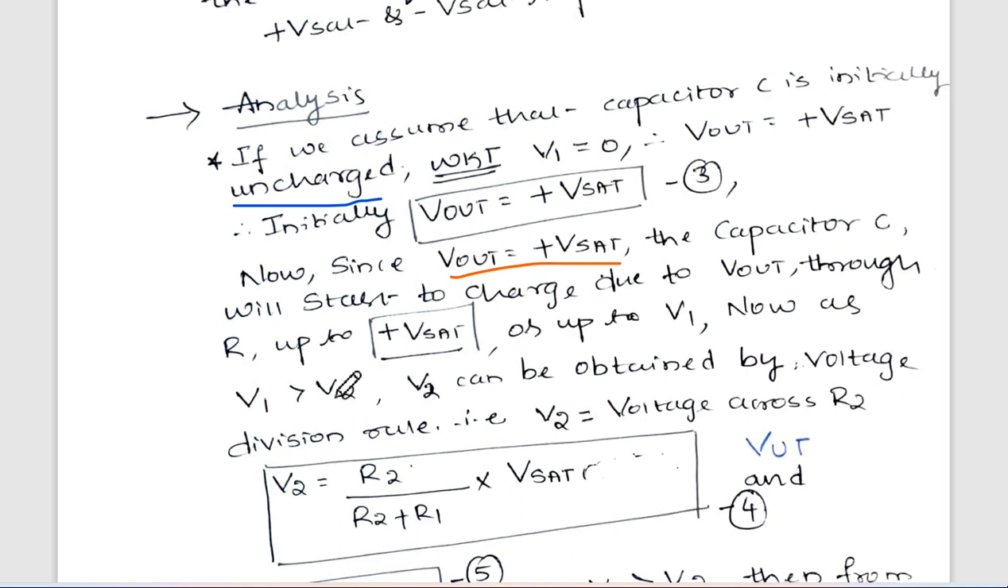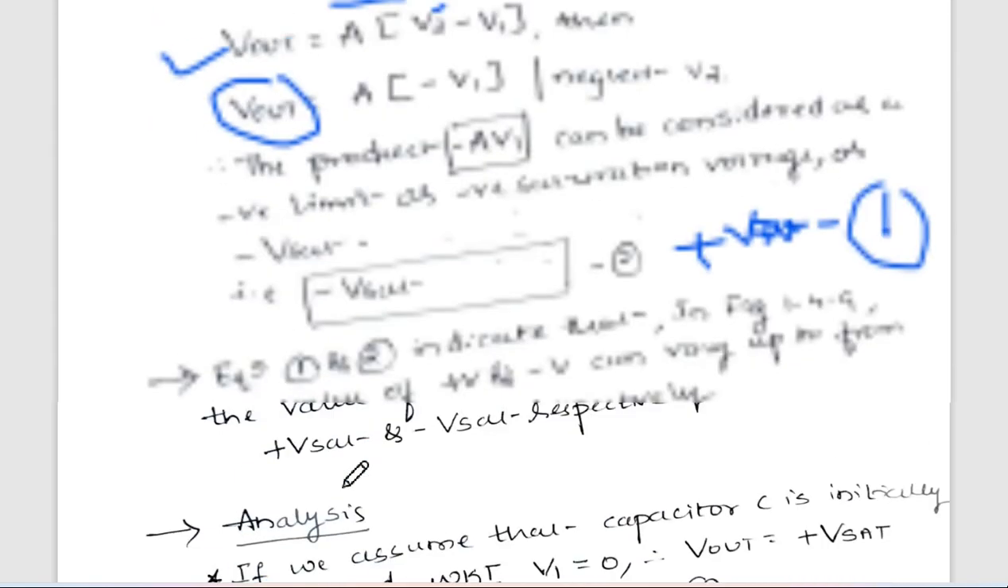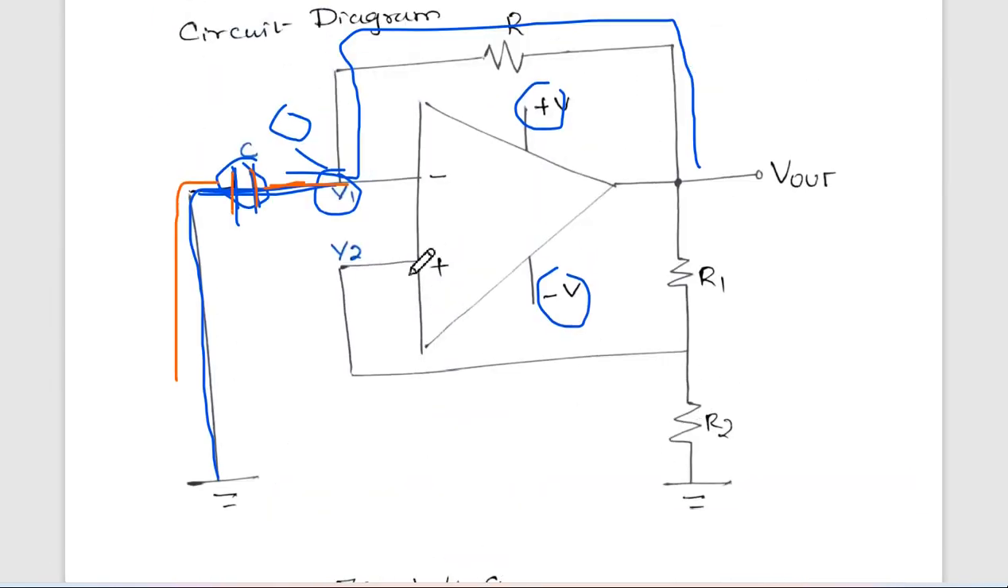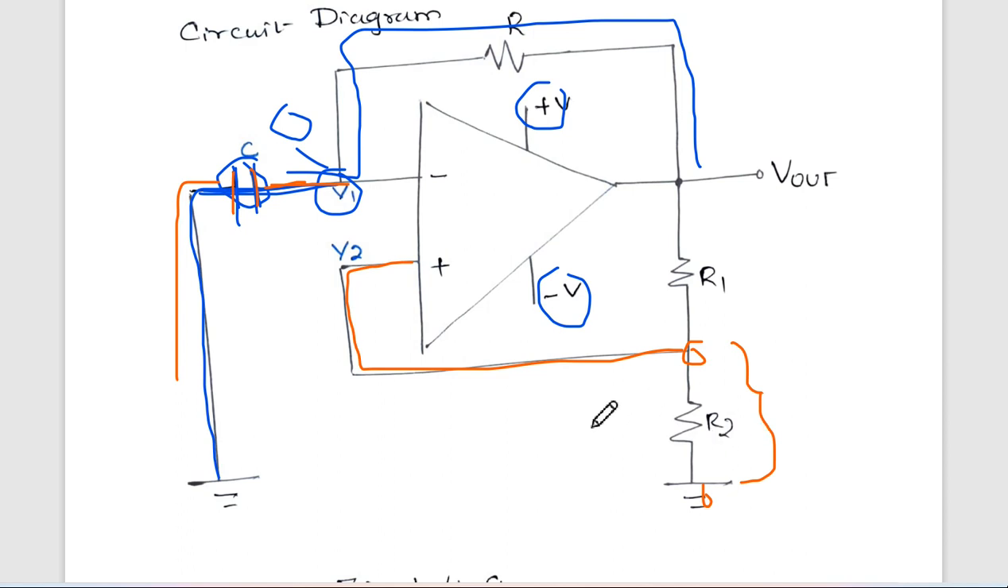Okay, so through R. Now as V1 is greater than V2, V2 can be obtained by the voltage division rule. Which is nothing but what now? Where is V2? V2 is here, as you can see. It is connected over here. If you take a multimeter and keep the two probes here and here, you are measuring the output voltage across R2, which is nothing but V2 only. It can be measured with the help of the voltage division rule, which is nothing but what? Main voltage multiplied by R2 divided by R1 plus R2.